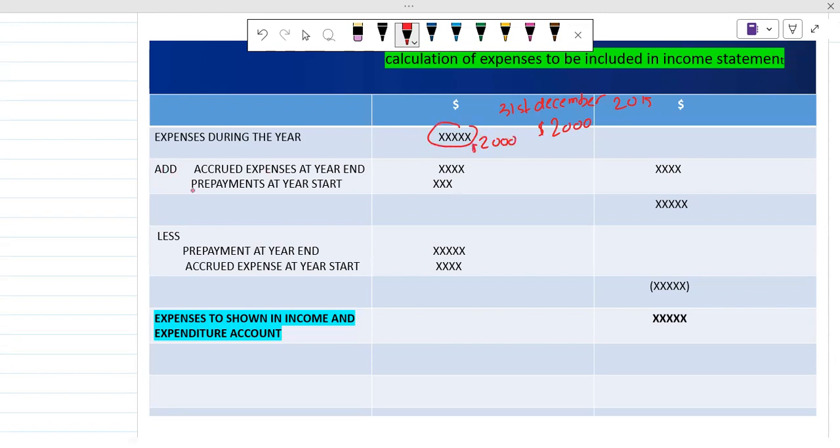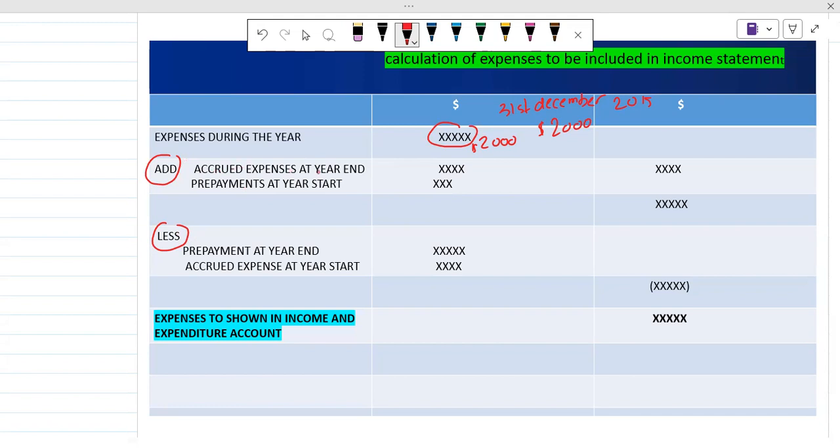So after that, what do we have to add to it and what do we have to subtract from it? Because in the question, they will give you a lot of accrued expenses and prepayment expenses. Maybe they will give you accrued expenses at the start of the year and at the end of the year, and of course it will be the same for the prepayments at the start of the year and at the end of the year. Sometimes students get confused about how to deal with it, but it is very easy. We have to add certain amounts and subtract certain amounts.